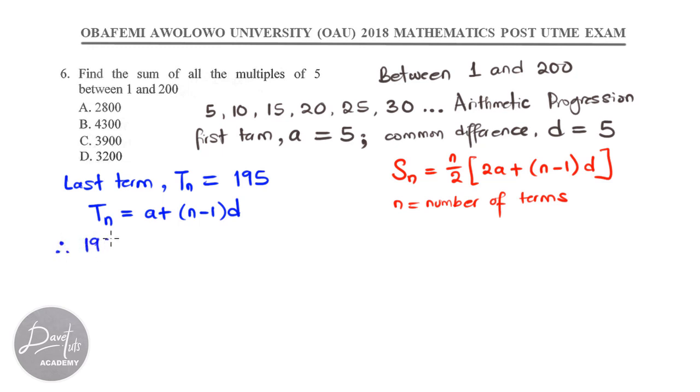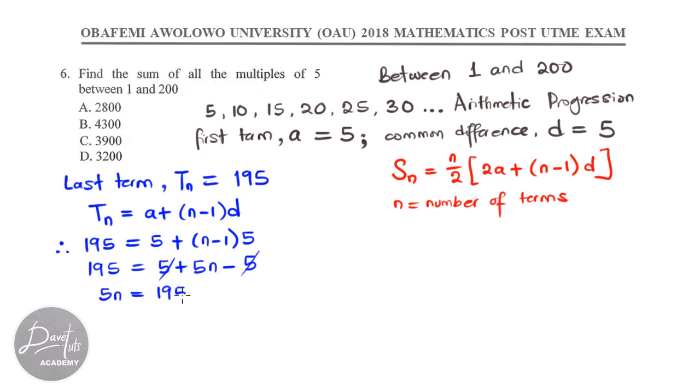So 195 is going to be equal to 5 plus n minus 1. We are looking for n. We know our d is 5. So if you open that bracket, it will be 195 is equal to 5 plus 5 multiplied by n is 5n, minus 1 multiplied by 5 is minus 5. The 5s will cancel each other out so that 5n is 195. And if we divide all through by 5, our n we are going to get as 5 in 19, that is 3, 5 in 45, that is 9. So n is going to be 39.